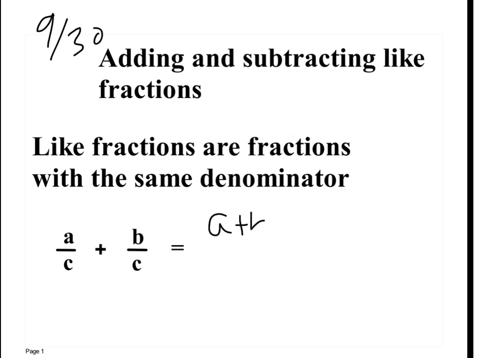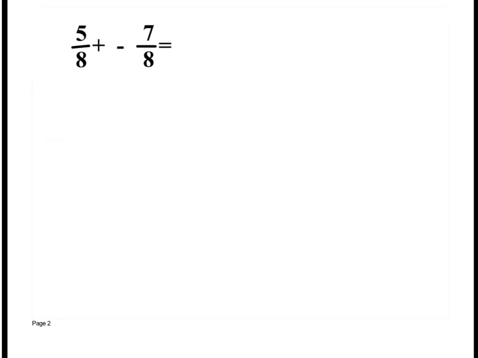A plus b is equal to a plus b over c, not equal c. Over c. All right? So c does not change. Your denominator doesn't change. You don't add denominators. You don't multiply denominators. Your denominator does not change. You just add the numbers on top. Any questions? All right, write this down.